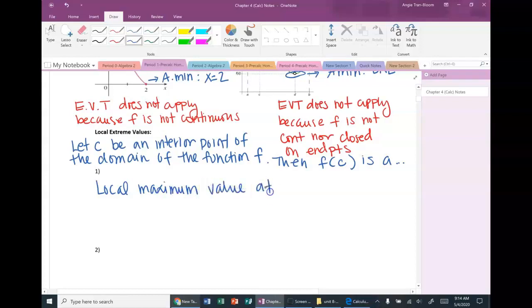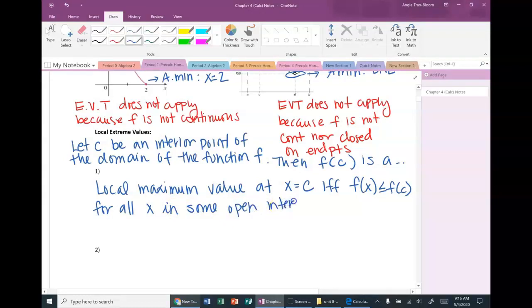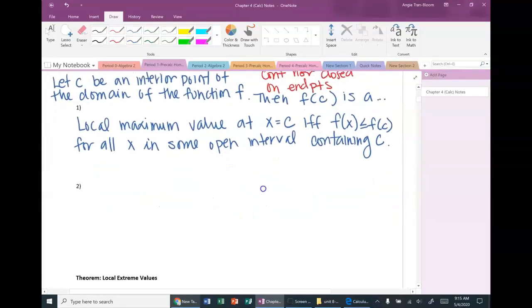value at x equals c if and only if f of x is less than or equal to f of c. As you can see, the definition here is very similar to the absolute max, for all x in some open interval containing c. It's not exactly the same, but it's very close. We'll definitely go through some examples so you can see the difference.